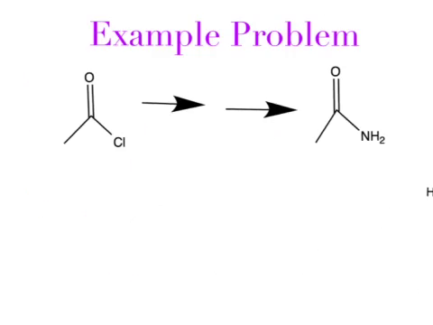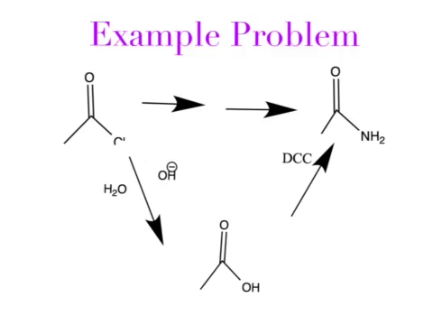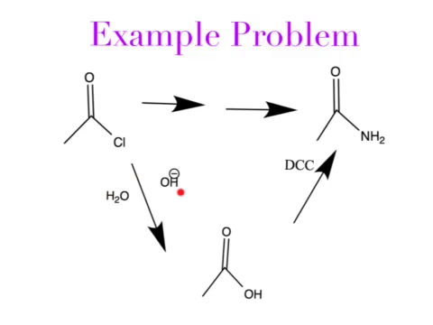So now we'll look at a sample problem. This is a synthesis problem, and I encourage you to pause the video and see if you can do it on your own, and then I will explain it. So basically, we first use hydroxide and water, which then forms our carboxylic acid, and to get it from a carboxylic acid to this amide group over here, we use what we've learned in this video, which is using DCC to do this in one step.